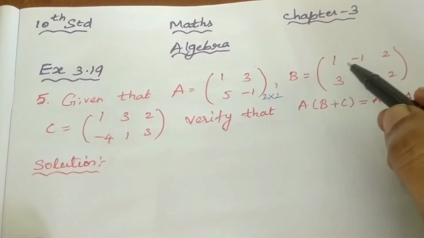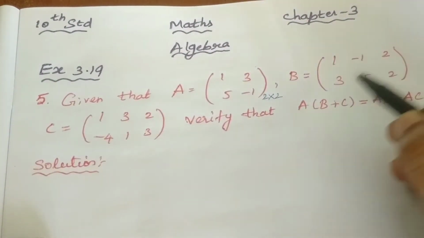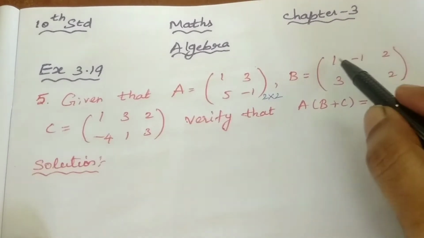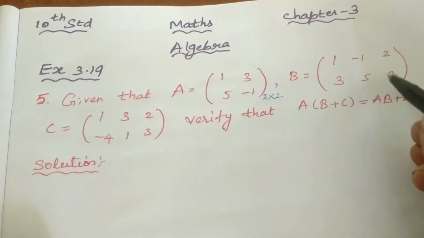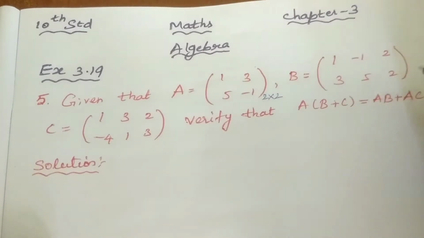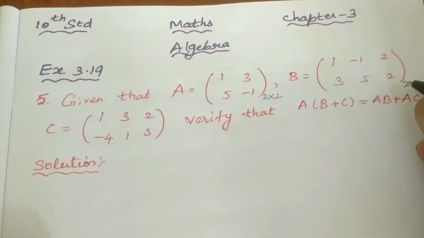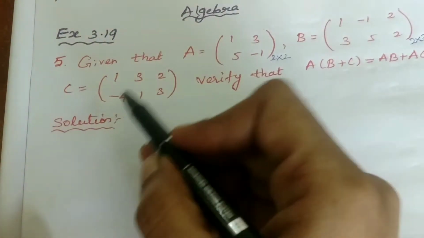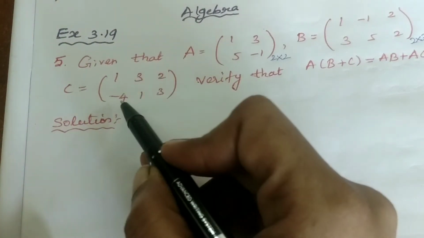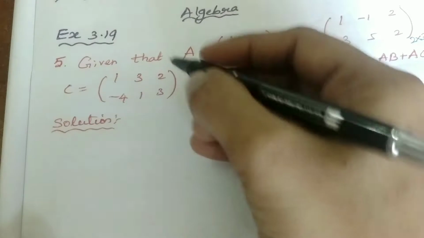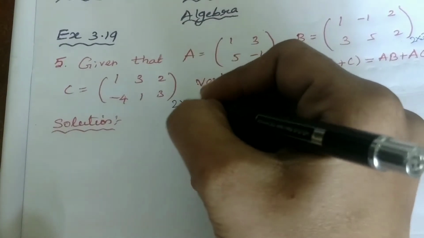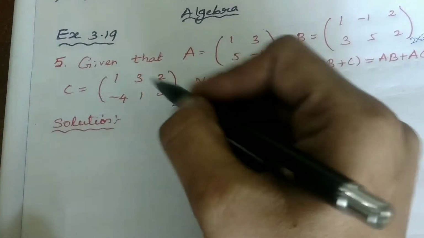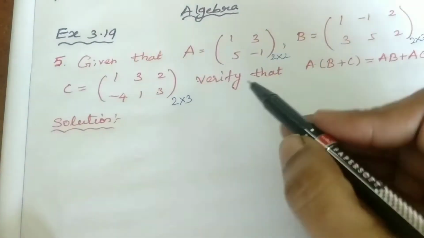B equal to [1, minus 1, 2; 3, 5, 2]. So we are having 2 rows and 3 columns. So our B matrix is a 2 by 3 matrix. And then C equal to [1, 3, 2; minus 4, 1, 3]. So this is also our 2 by 3 matrix, 2 rows, 3 columns. Okay.